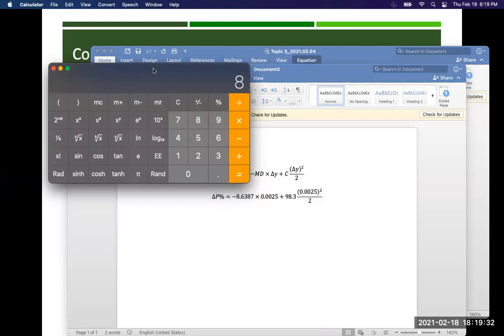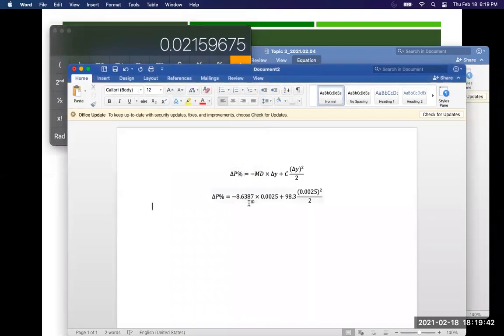8.6387 times 0.0025, 2.15 some change. And remember, always remind yourself, yield went up, price is going to go down. So leave that negative sign there. We'll do 2160. Close enough.